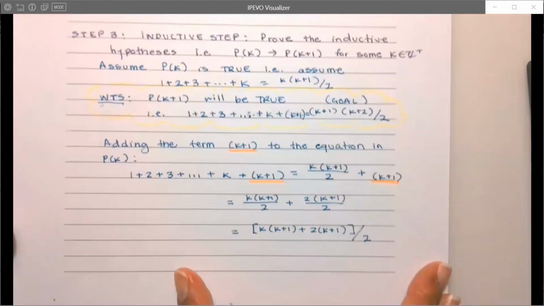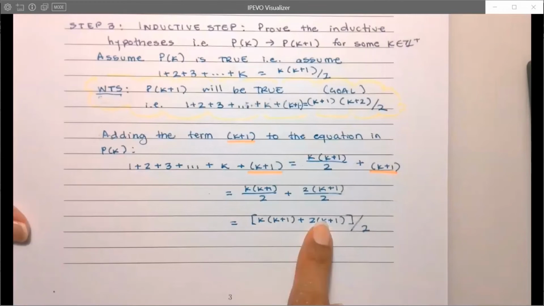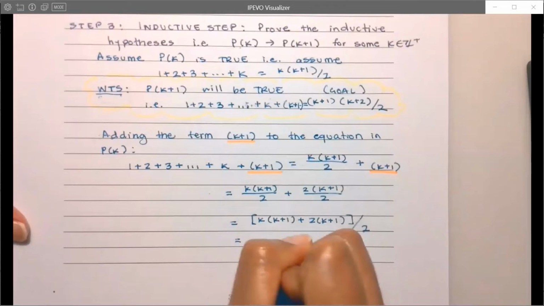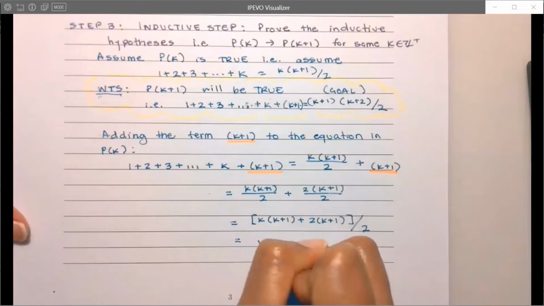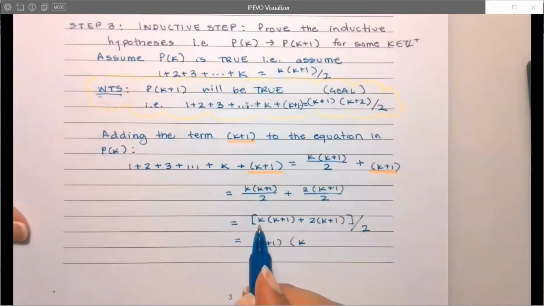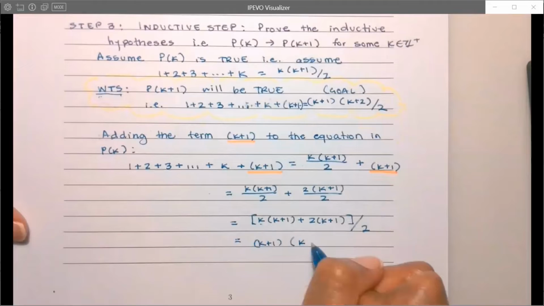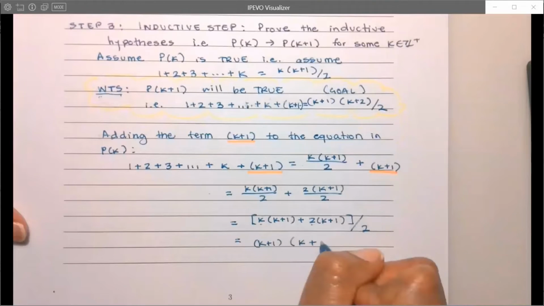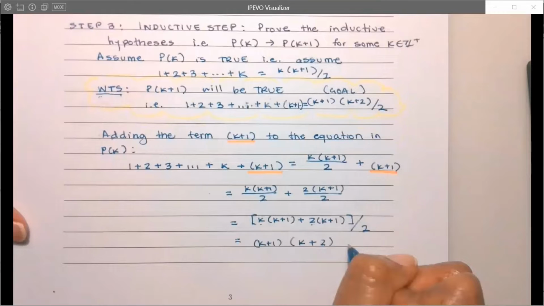And then I see that both of these terms have a k plus 1, so I'm just going to factor it out. That's going to give me a k plus 1 times a k that's left over from the first term plus a 2 that gets left over from the second term. And then I still have over 2.